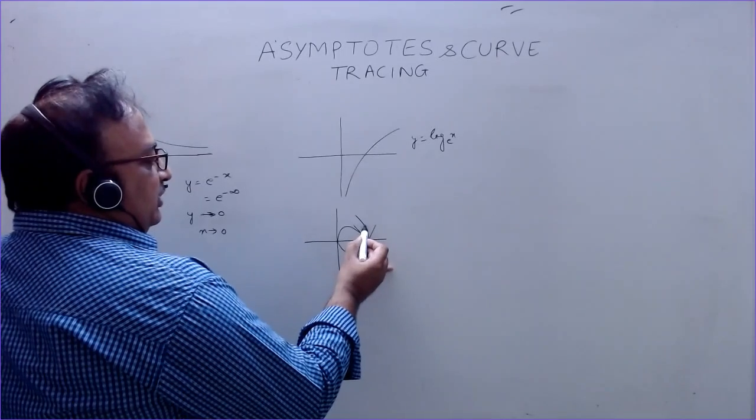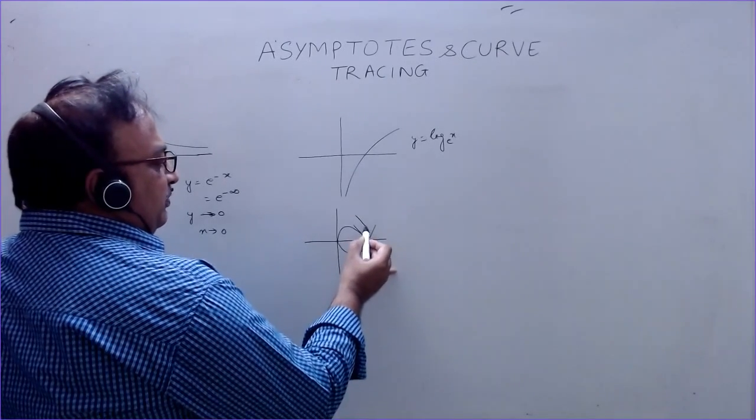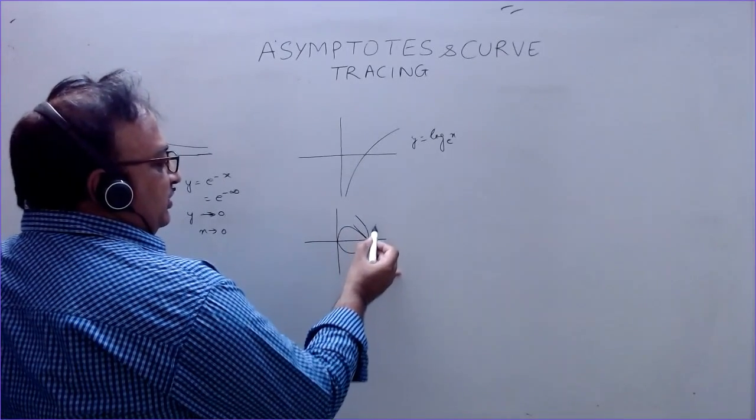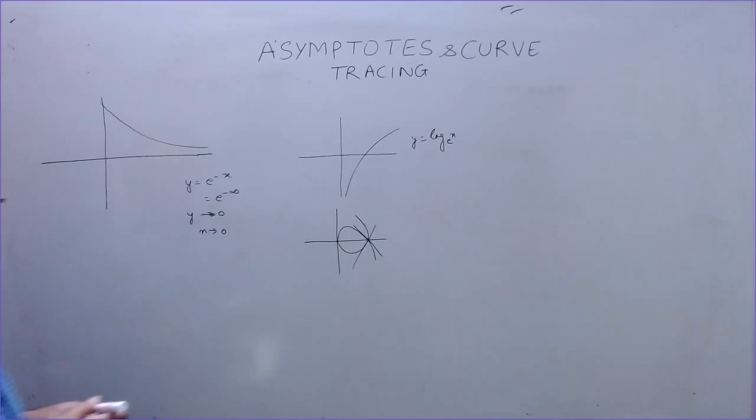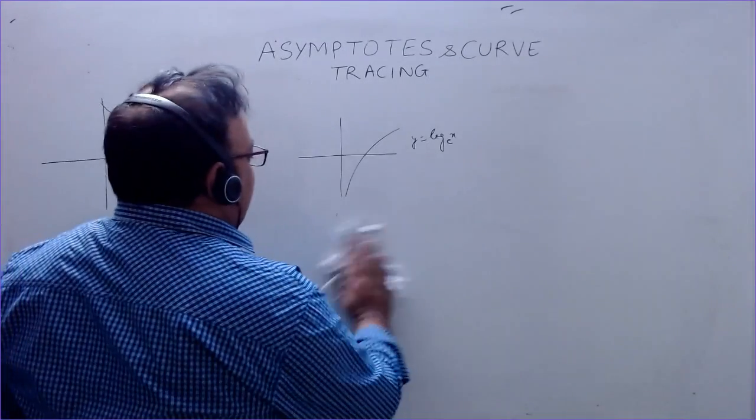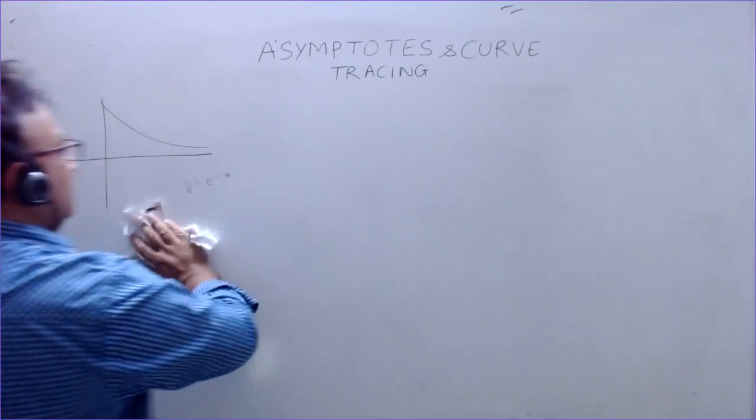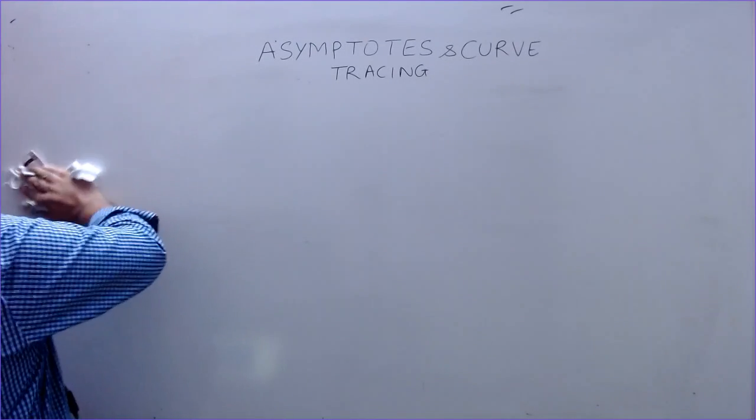This branch of the curve is not going to touch this. Similarly, here it is not going to touch this. So these lines are called asymptotes, and we define them as the straight line to which the curve is going to meet at infinity. Asymptotes can be parallel to each other, and there may be more than one asymptote.